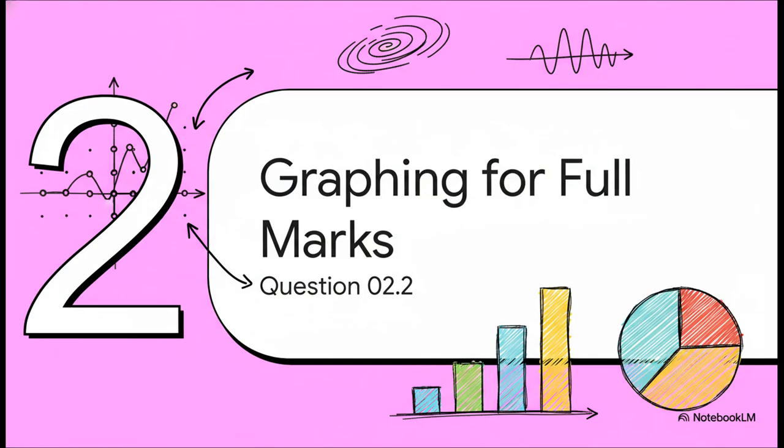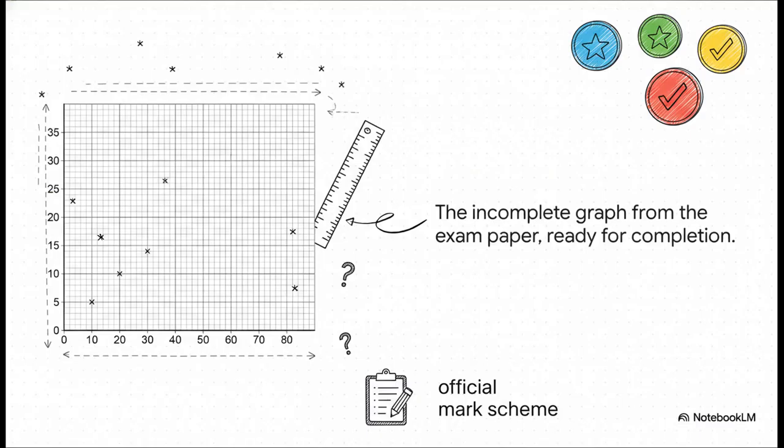All right, let's move on. The next part, Question 02.2, is where they check if you can handle that data. It's all about graphing, a classic science skill they love to test. So, they give you a head start. Here's the graph with a few points already plotted for you. Your job is to finish it using the data from the table we saw earlier. And there are 4 marks available here, but you have to know exactly what they're giving marks for.